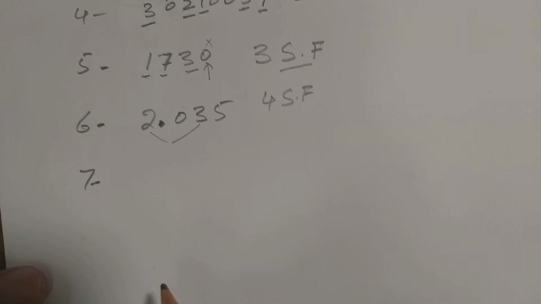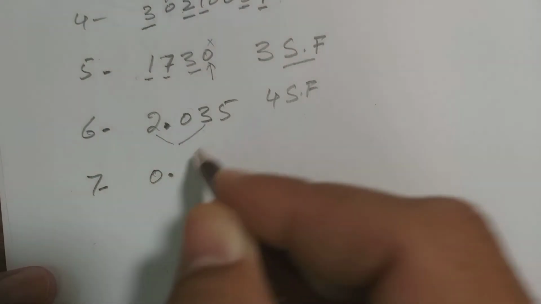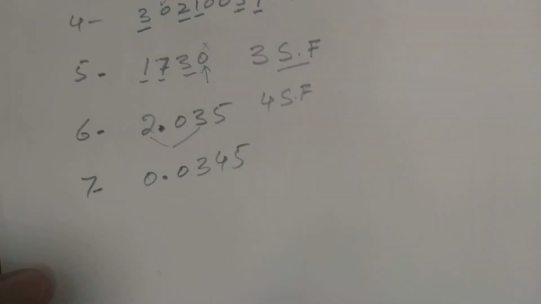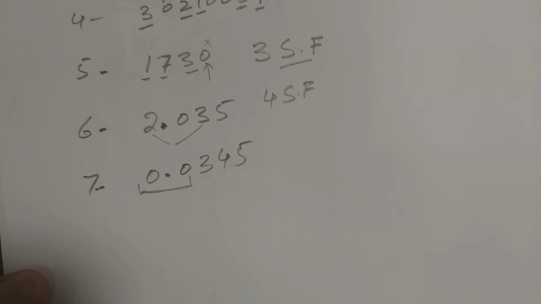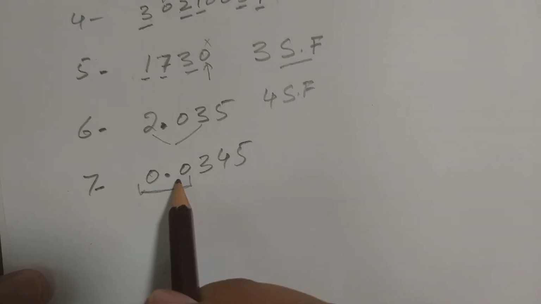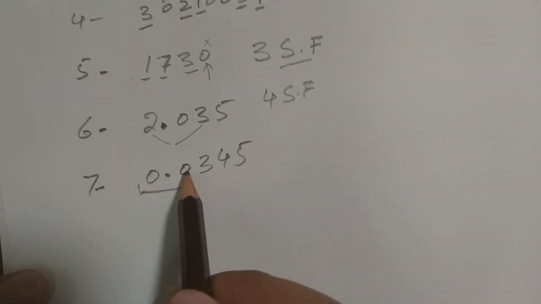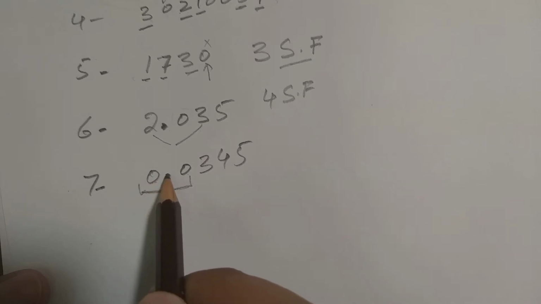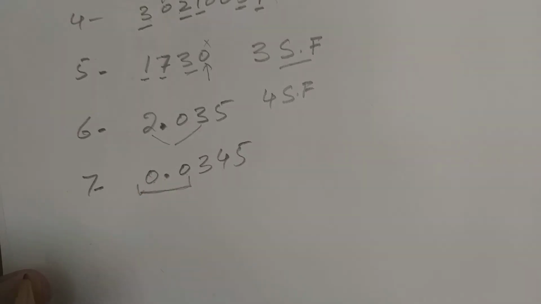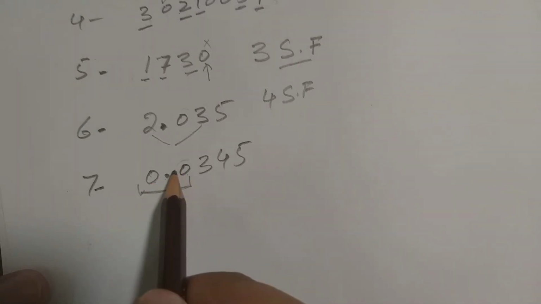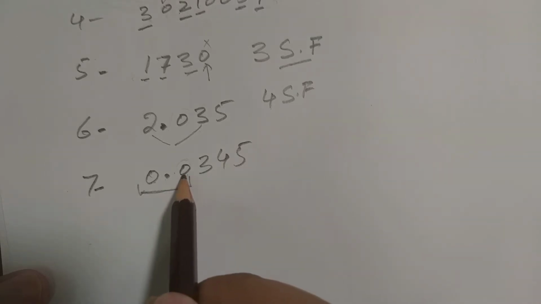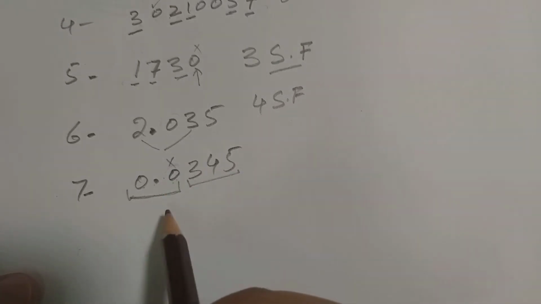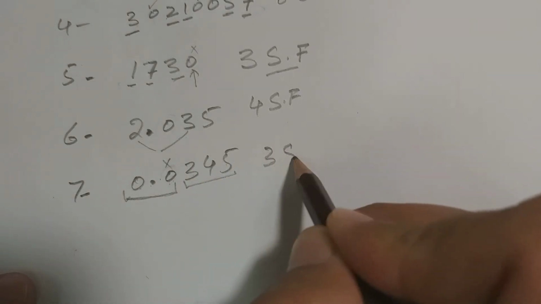In number 7, let's suppose zeros come before non-zero numbers, like 0.0345. These leading zeros are not significant. When zeros come before any non-zero numbers, they are not significant. This zero is just to show the location of the decimal point. Otherwise, we need not put this 0. But these are leading zeros, which come before 3, so they are not significant. So how many significant figures? 1, 2, and 3. So this is 3 significant figures.